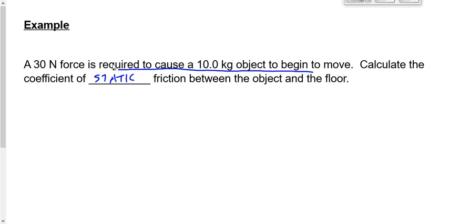Okay, the next question is going to illustrate just the opposite, where it is kinetic friction. You're going to see the difference between that, hopefully. If it doesn't make sense to you, then make sure you let me know so that we can spend a little bit more time on it.